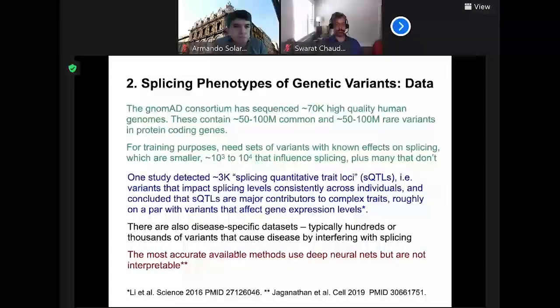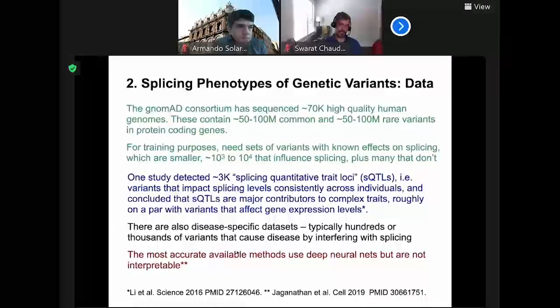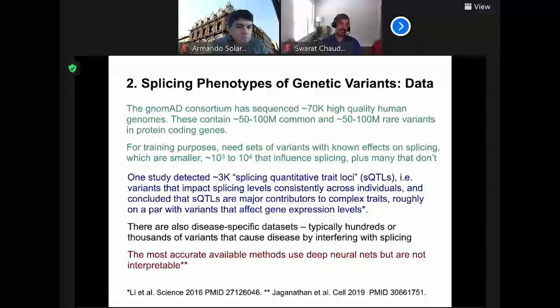And so I just want to point out here that the most accurate available methods, both for this sort of constitutive splicing code and for variant prediction, use deep neural nets, like in particular this Jagannathan paper here, but they're not interpretable, and they don't really correspond to an underlying splicing mechanism in a way we can understand.